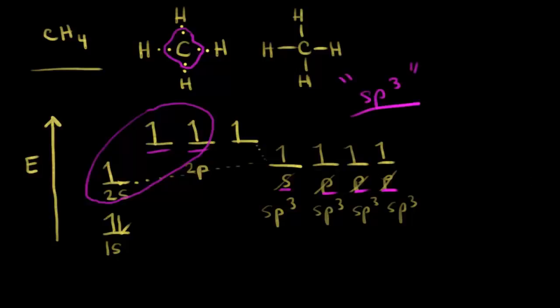We create 4 new hybrid orbitals. And now we have what we're looking for, because now we have 4 unpaired electrons. So carbon can form 4 bonds now, and they're equal in energy. So that's the idea of hybridization.